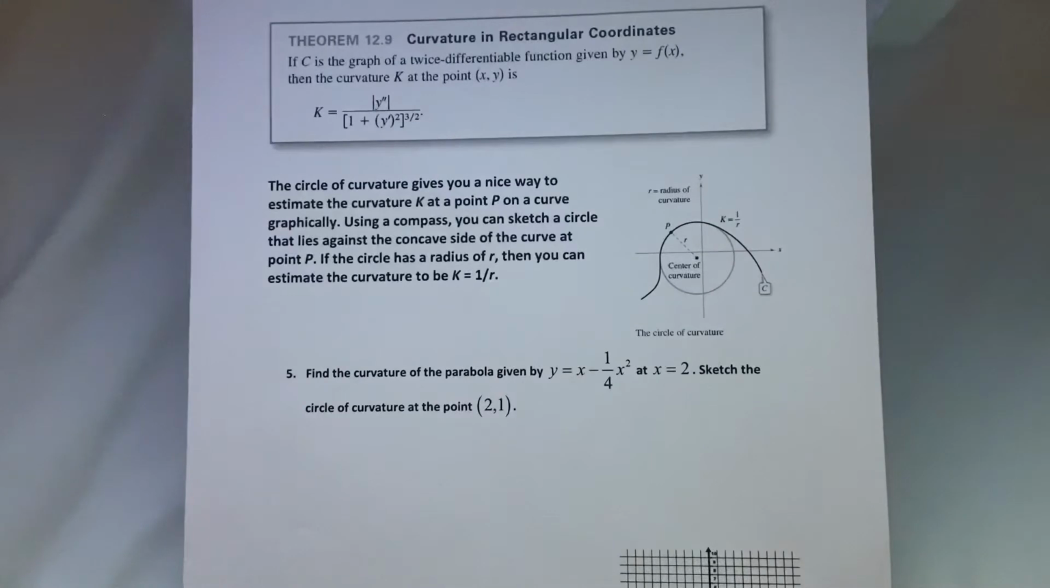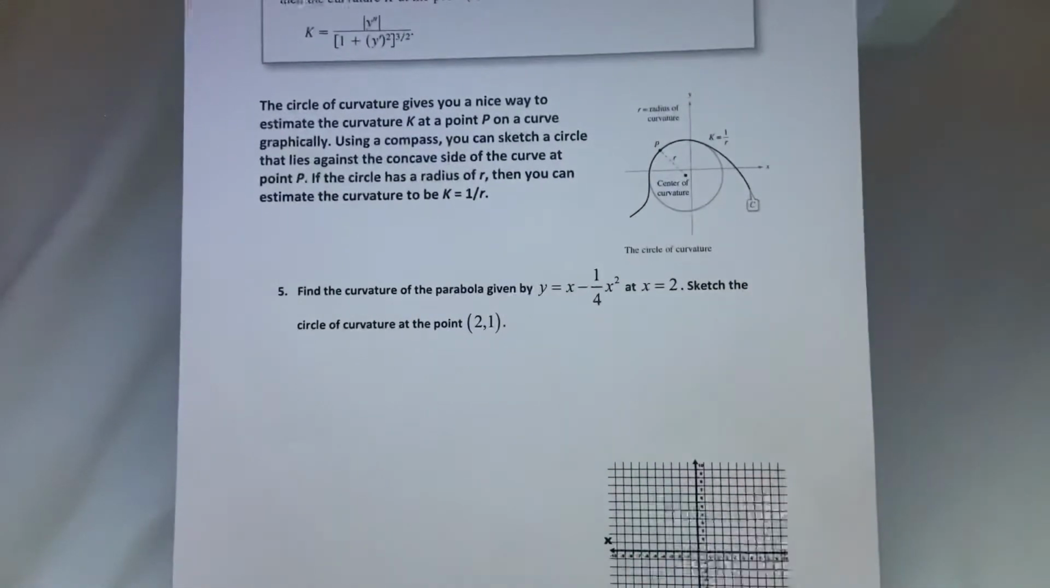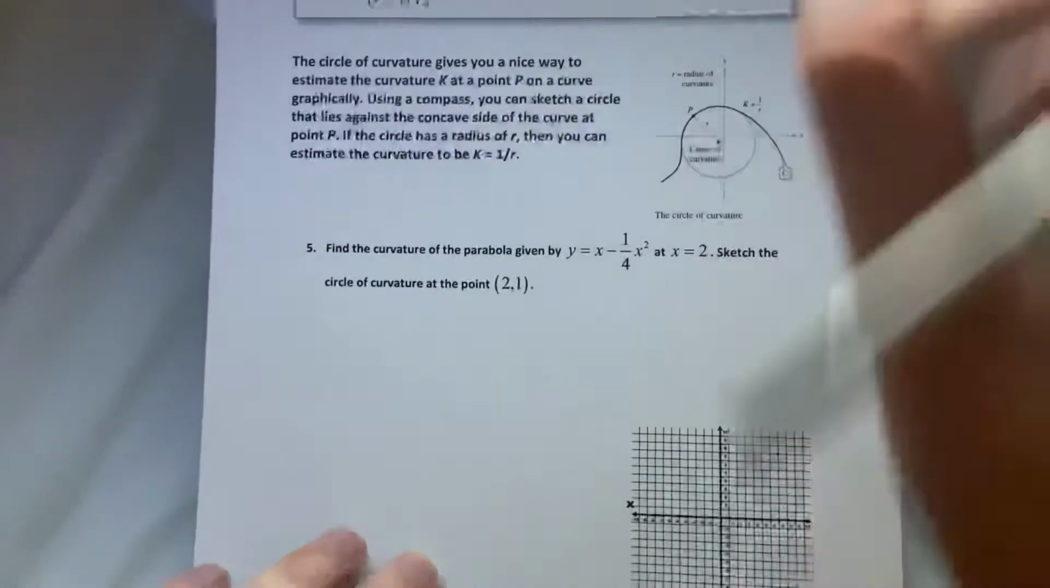The circle of curvature gives you a nice way to estimate the curvature k at point P on a curve graphically. Using a compass, you can sketch a circle that lies against the concave side of point P. If the circle has a radius r, then you can estimate the curvature to be 1 over r. So find the curvature of the parabola defined by y equals x minus 1/4 x squared at x equals 2 and sketch a circle of curvature roughly at the point. We're just going to go one thing at a time.